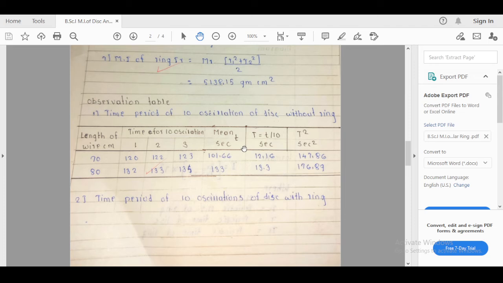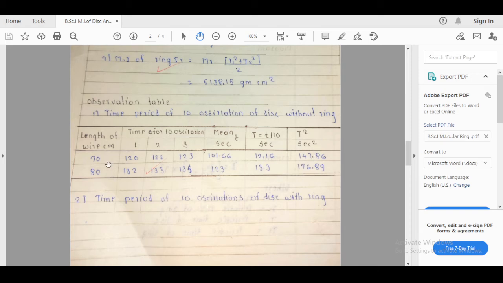And now for the calculation of time period, we have to divide this mean t by the number of oscillations. Therefore, capital T is equal to t upon 10 seconds, and the last column is of T square, as we need it in the calculation.